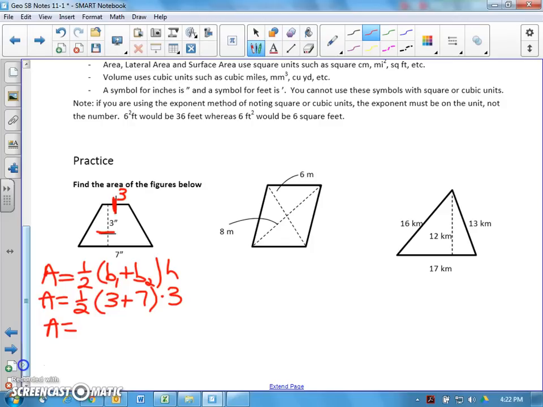At this point, we just calculate. This is going to be 10. Half of 10 is 5. Times 3 is 15. And then we always answer using proper units. So we would get 15 square inches.